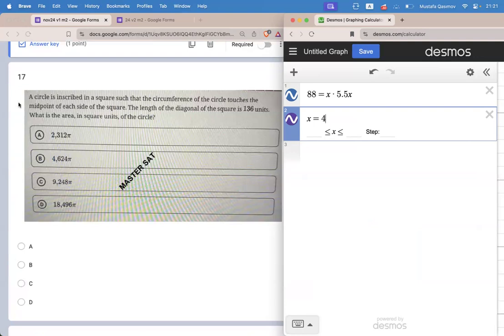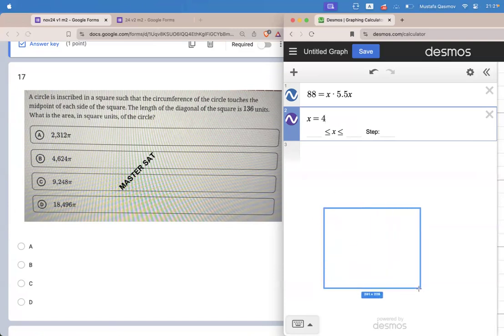Okay, 17. Circle inscribed in a square. So let's say that this one is our square. Let's say that it is our circle, like that. And then it says that the circle touches the midpoint of each side of the square. So it touches here. The length of the diagonal of the square is equal to 136 units. So it says that that one actually is, just wait.